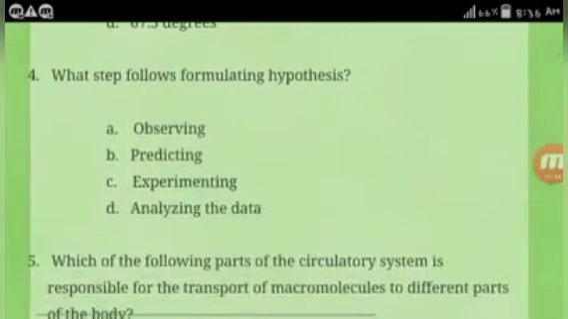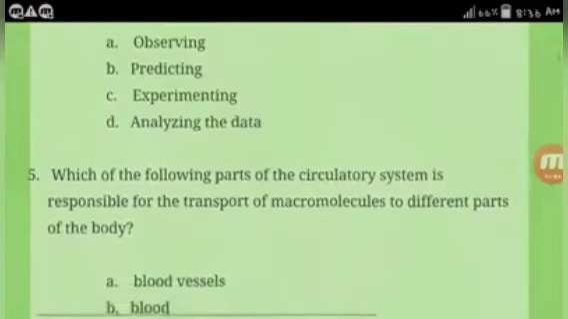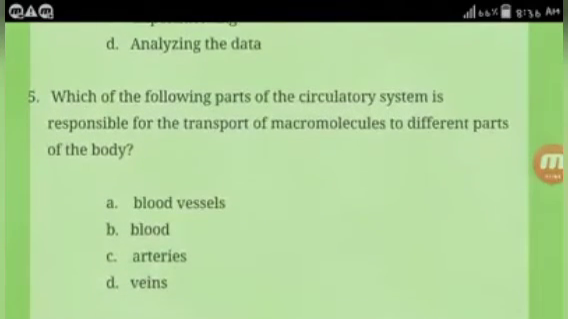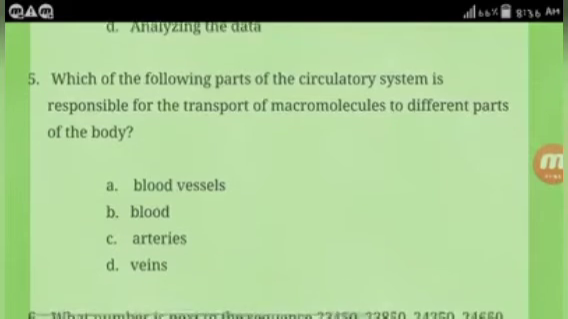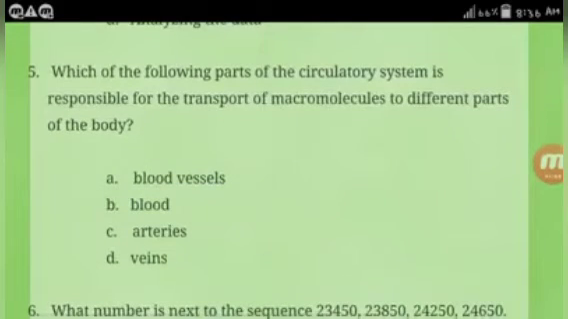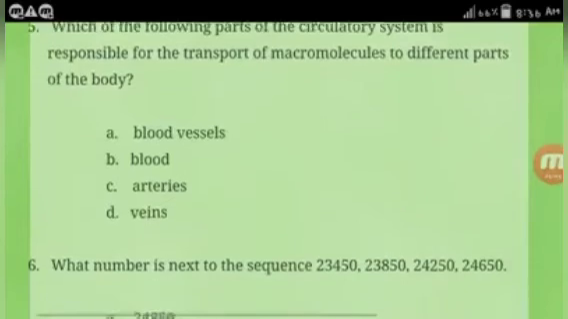Letter D. Next one, what step follows formulating hypothesis? So the answer here is experimentation, of course, or experimenting, letter C. Number 5, which of the following parts of the circulatory system is responsible for the transport of macromolecules to different parts of the body? Macromolecules here are lipids, proteins, and carbohydrates. So the answer here is letter B, which is blood. Blood transports all those things which I mentioned, plus oxygen.